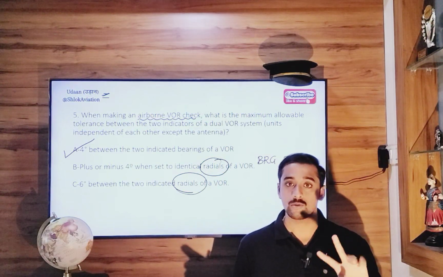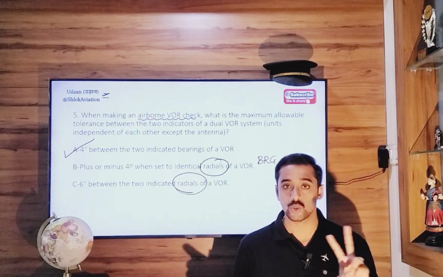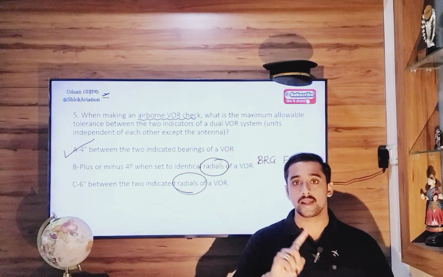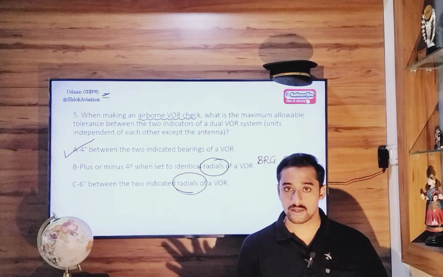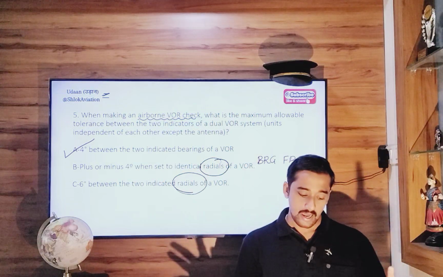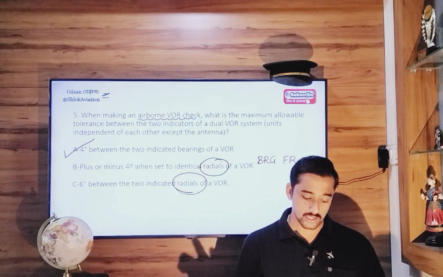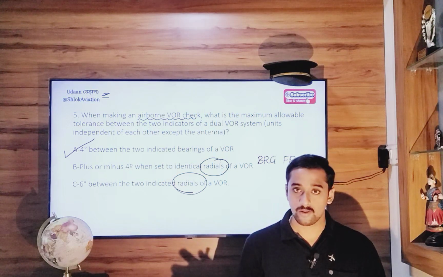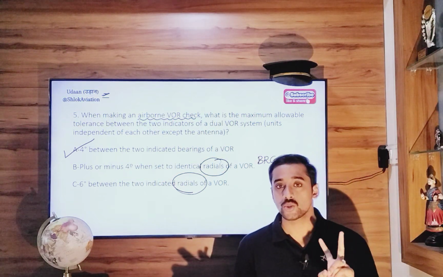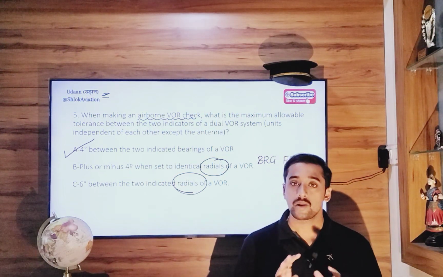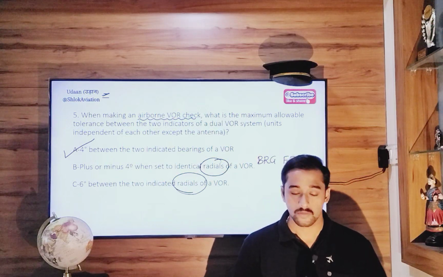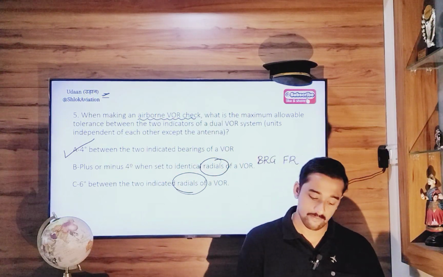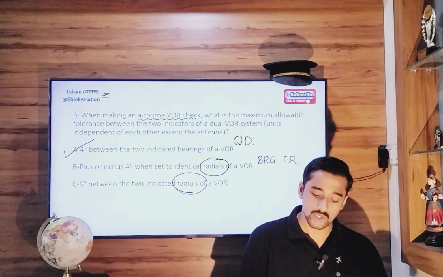You compare the bearings on those two VOR indicators to the VOR's ground installation, and the maximum tolerance, or maximum accuracy limit, is 4 degrees. So the indications given by these two VOR receivers should be within plus or minus 4 degrees of each other. And remember, bearings to the VOR station, QDM, not radials, not QDR.